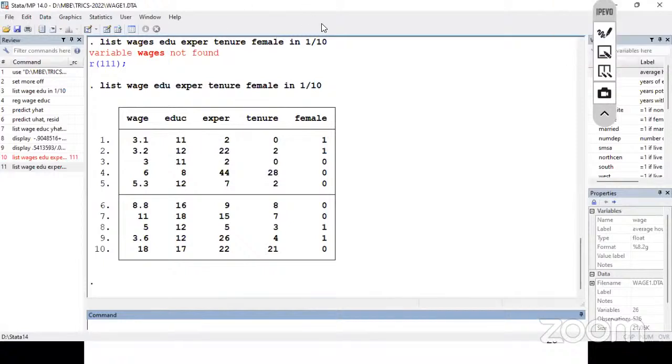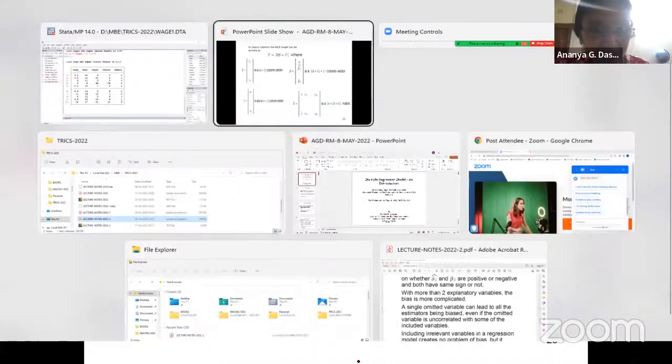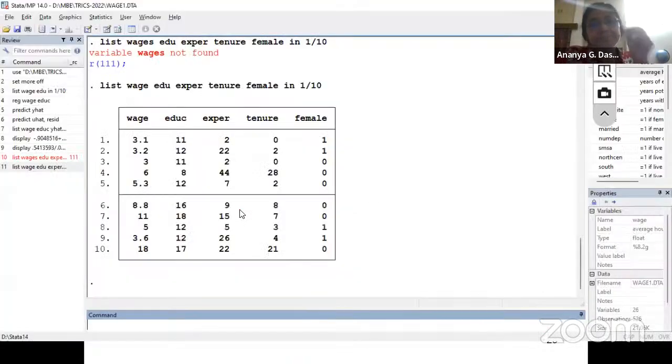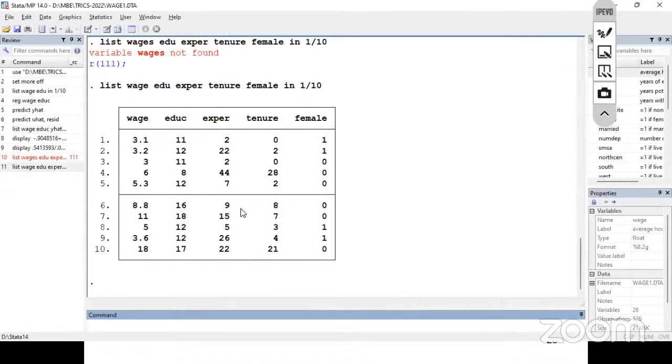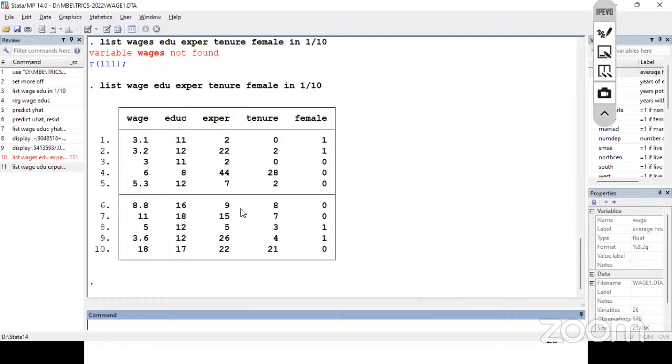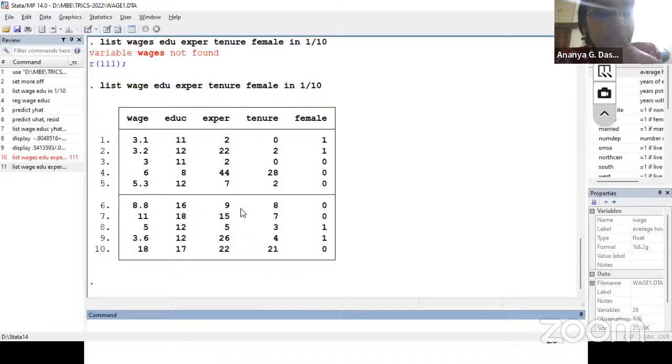Ma'am, I have a question. This model which I can see on the screen, where wages is the dependent variable, and education, experience, tenure, and female are all independent variables. In that case, female is measured on a nominal scale. It is a binary variable. It's numeric. Yes.